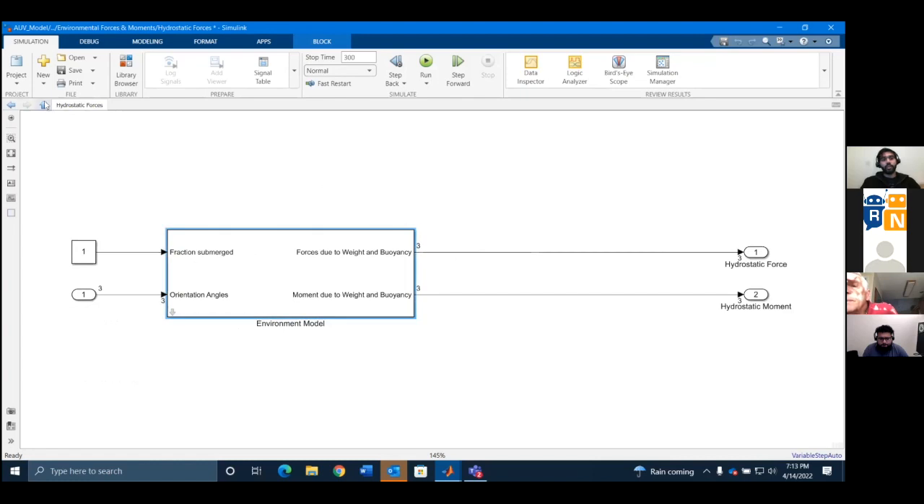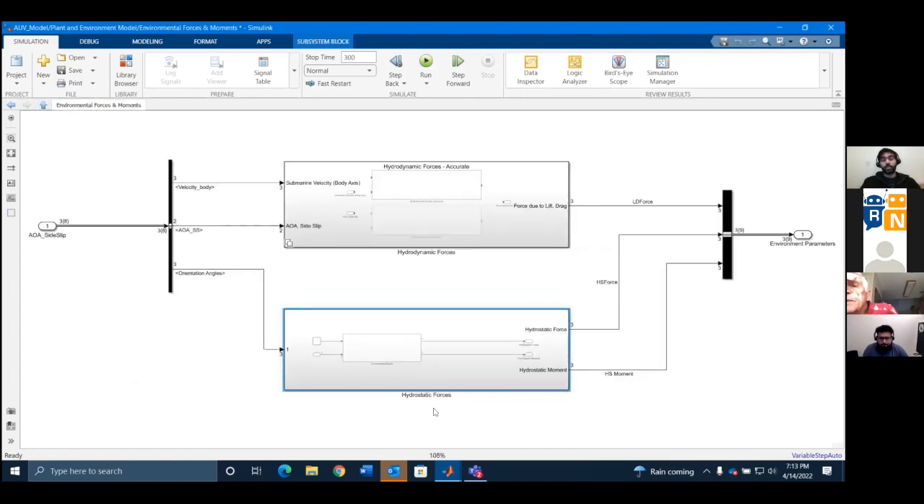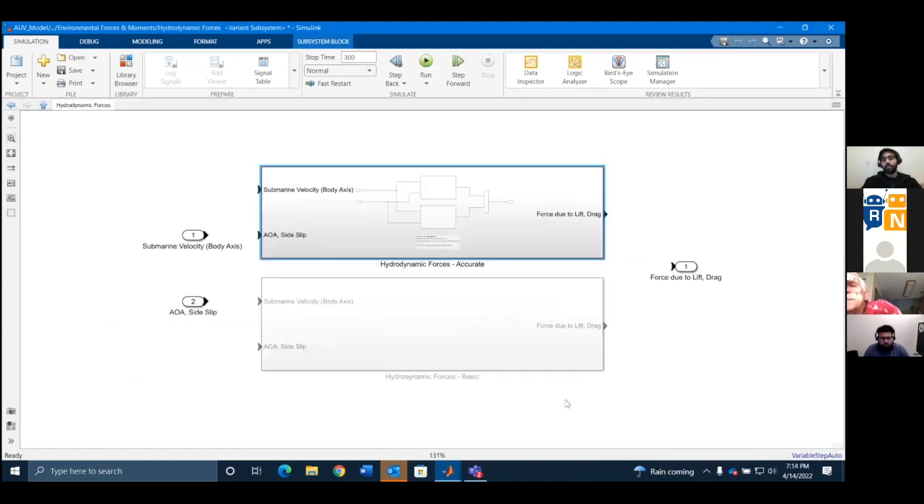So once you have your buoyancy and weight, okay, these forces do not change as your AUV moves. Let's take a look at how we calculate hydrodynamic forces. So hydrodynamic forces basically consist of the lift and drag forces. These forces change with respect to the motion of your AUV and angle of attack.